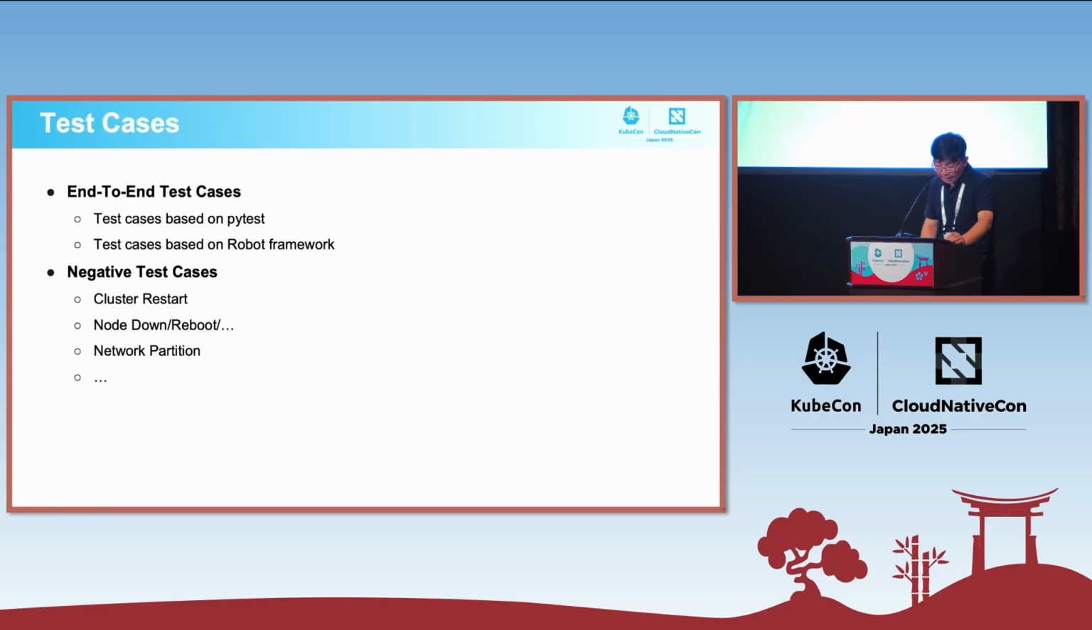And for the test cases, originally we have end-to-end test cases based on PyTest. But now we introduce the Rubble framework to improve our test cases. Based on the Rubble framework, we can make our test cases more readable and easy to maintain. In addition, we also introduce negative test cases to help find out the issues when the cluster is restarted or the node is down or rebooted or network partition. So over time, we will improve the test coverage to help Longhorn get more stable.